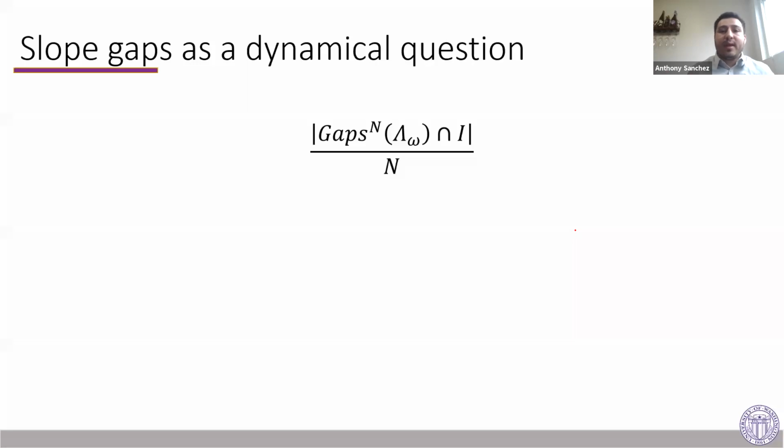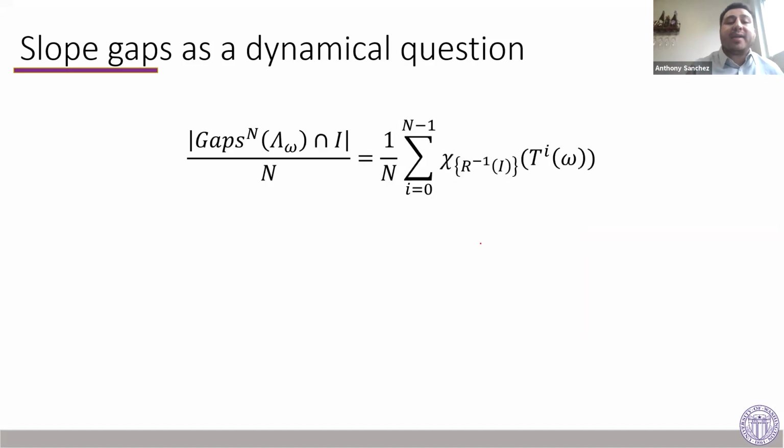So there's kind of a warning, I guess. There's a small, very small lie here. And so now I know something: I know slope gaps are the same thing as return times. So I'm able to rewrite this quantity as the following sum.